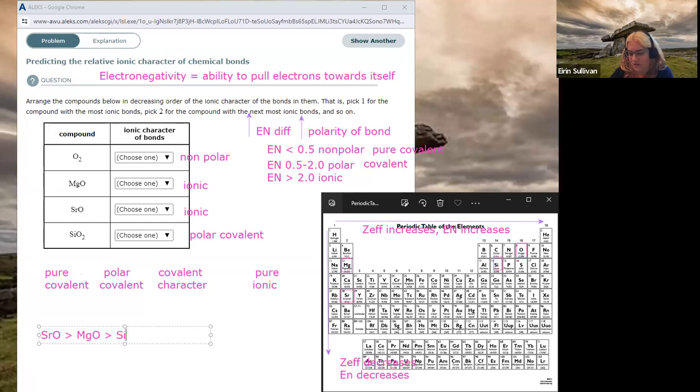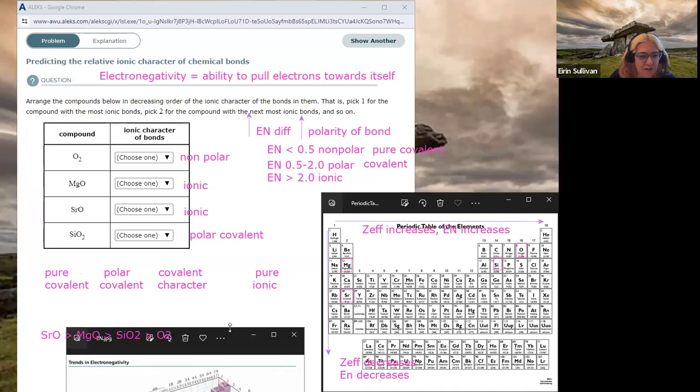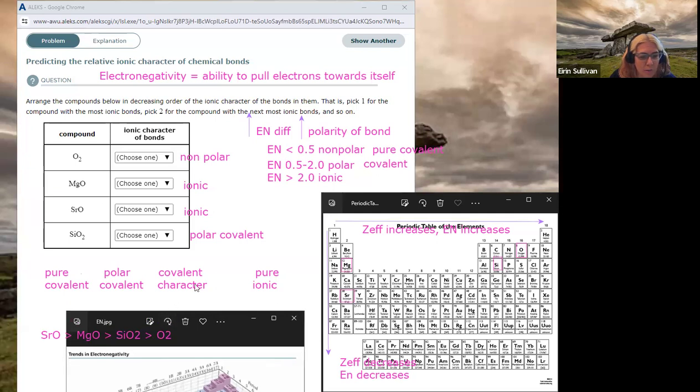And then you've got your silicon dioxide, which is mostly polar covalent, and then lastly you'll have your oxygen, which is bonded to itself, so that's got to be pure covalent. If you wanted to, you could also look at the differences in the electronegativity values just to convince yourself that you are barking up the right tree.